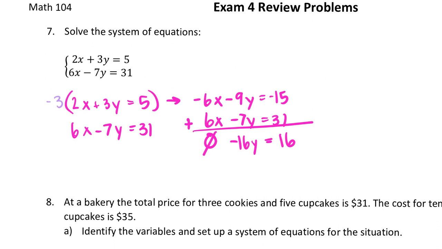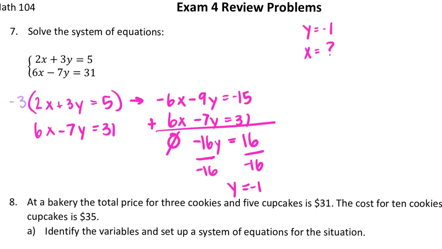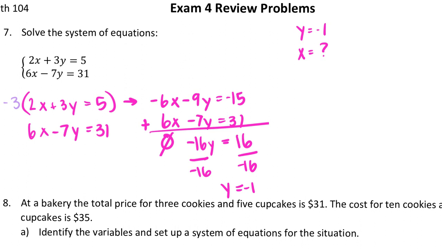To solve for y, we're just going to divide both sides by negative 16, and we get y equals negative 1. So we know our y. Y equals negative 1. But we do have to find the x that goes with our y. So let's use any equation. I'm just going to use that 2x plus 3y equals 5. And I'm going to plug that negative 1 in for y.